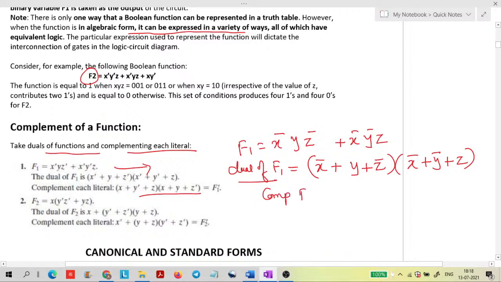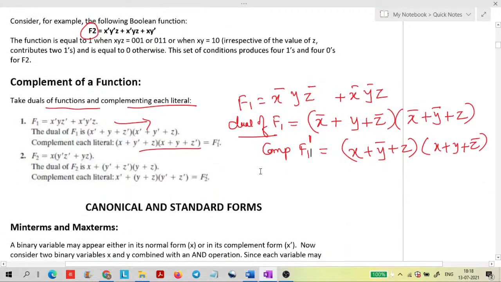If you take the complement of f1, it is x plus y bar plus z into x plus y plus z bar. So that is f1 dash, the complement of the function.